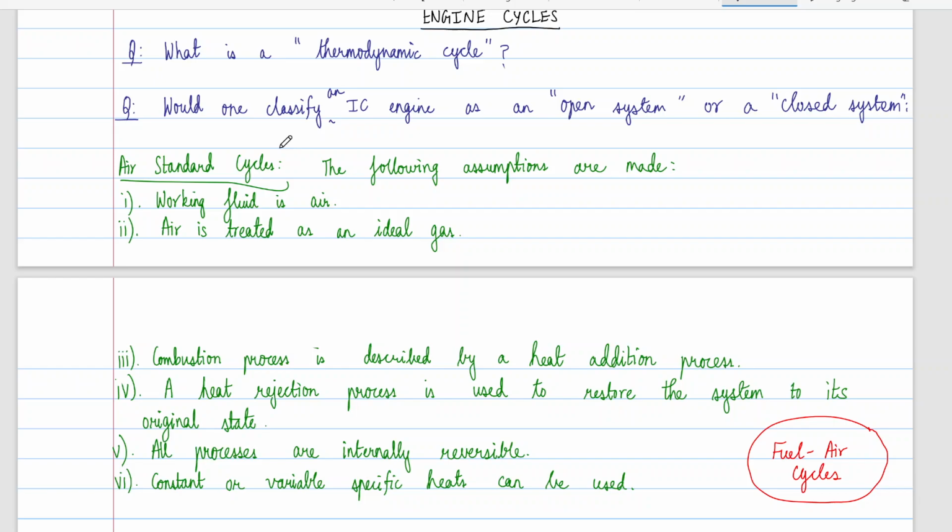All right. So these assumptions are made. First assumption is working fluid is air. Air is treated as an ideal gas. Combustion process is described by heat addition process. The heat rejection process is used to restore the system to its original state. So since it is a cycle, we have to go back to the original state and the cycle should continue. And then all processes are internally reversible. Constant or variable specific heats can be used.